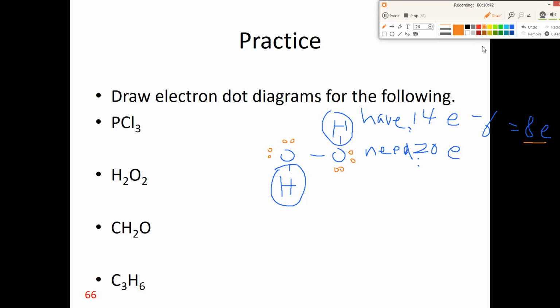The last step, we check octet. So check the hydrogen already has 2, so it's good. So oxygen, let me check oxygen. It's 2, 4, 6, 8. So it's 8. Same thing for this oxygen, 2, 4, 6, 8. It's 8 electrons. So all the atoms have satisfied octet. So this one is a structure for hydrogen peroxide.